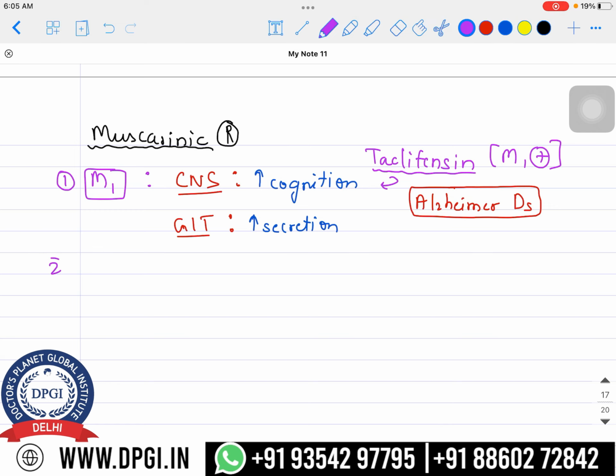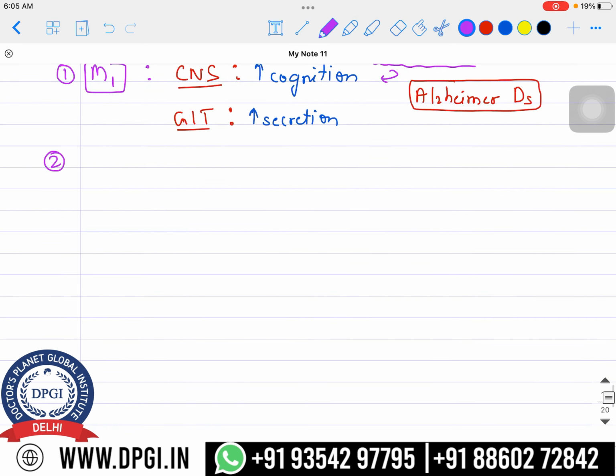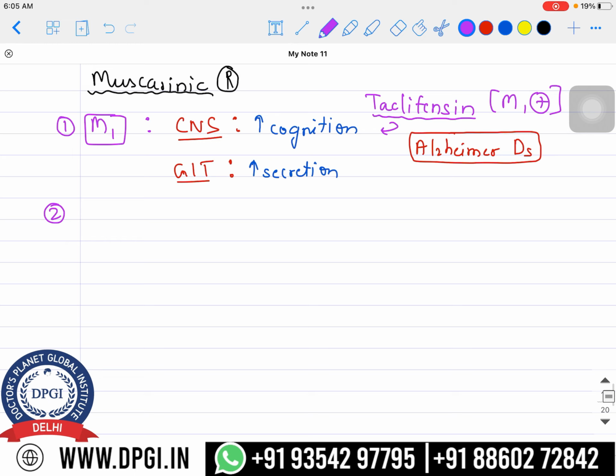Moving further, we come to the second common location of the muscarinic receptor, that is the M2 receptor. Now M2, just remember, is present in a very beautiful organ of our human body, that is the heart, right? So I will draw it in a more medical fashion. Like this is the heart, right? So over here we can remember the heart location.